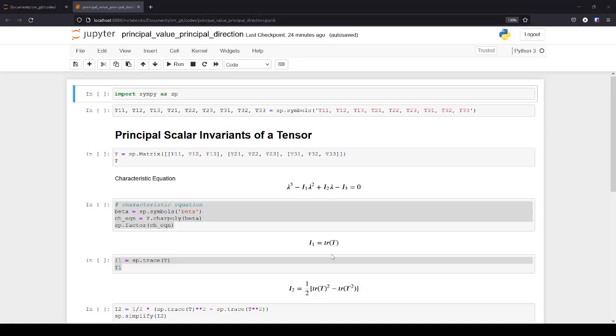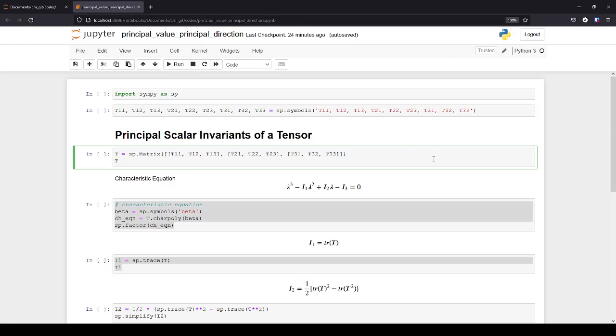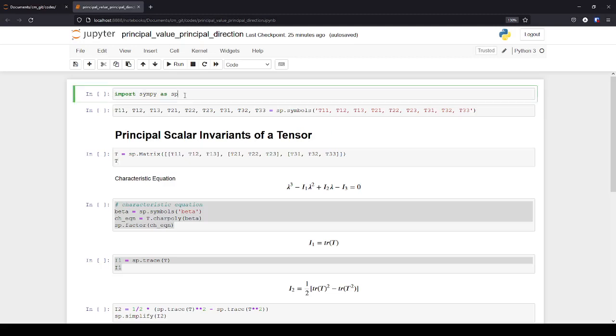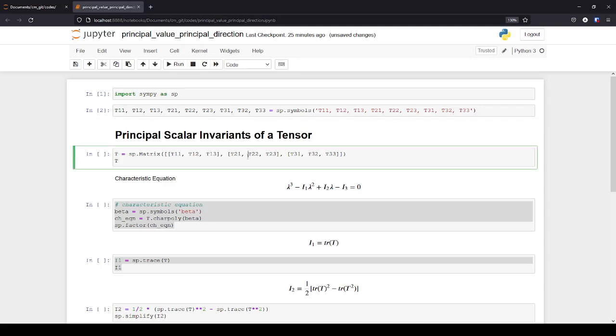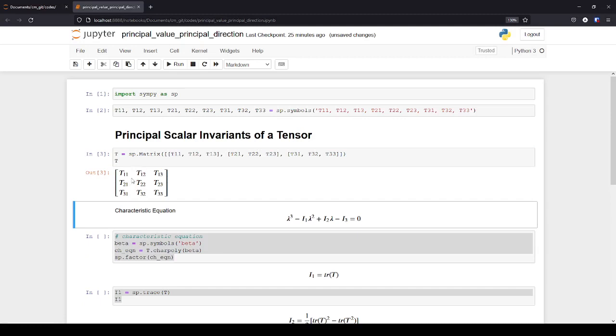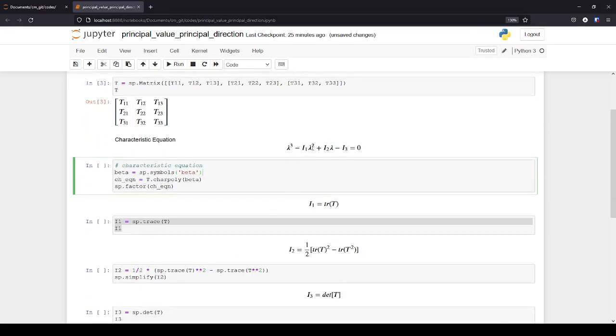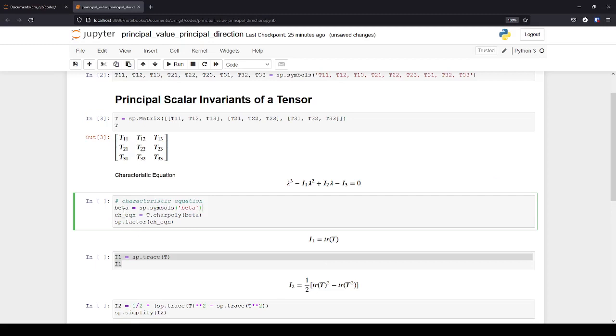All right, everybody. So I thought that maybe having a demonstration for this video is also essential, so it provides a good insight into the problem. First we start by importing the SymPy package into the Jupyter notebook, and we define the tensor components from T11 to T33. And we first start with the principal scalar invariants of the tensor T. Here we define the tensor T as the one you see here. And according to equation 2.25.1 of the book, the characteristic equation is what you see here, and we already discussed this, in order to extract this characteristic equation for this tensor.